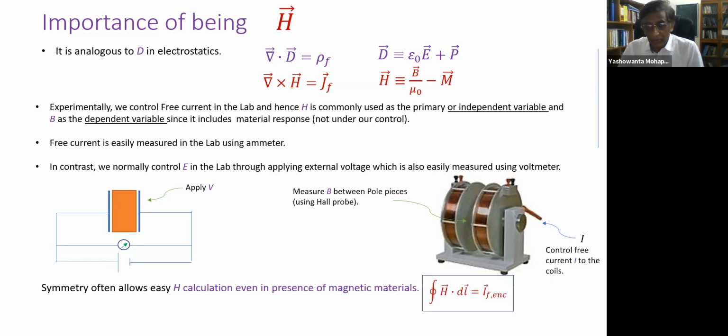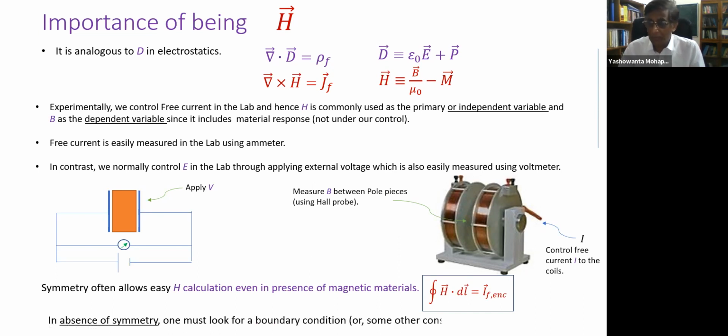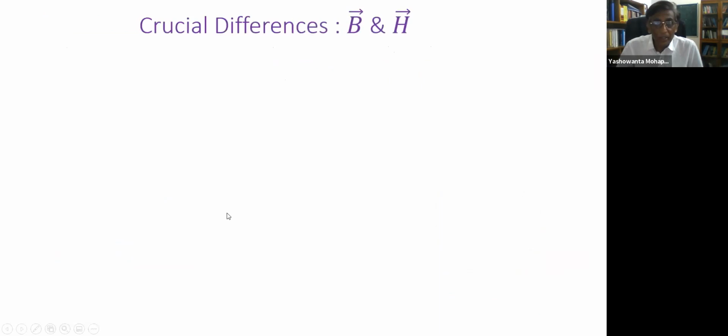Okay, so this becomes an easy way, just like Gauss's law. If symmetry allows it, then Gauss's law is the simplest thing to use. Similarly, if the symmetry allows it, Ampere's law with free current becomes an easy thing to do. All right, so in the absence of symmetry, one must look for some boundary conditions or some other constraint to compute H, if H has to be computed first. Okay, so there are crucial differences between B and H, and that is why we have two different variables. But let's make it explicit.